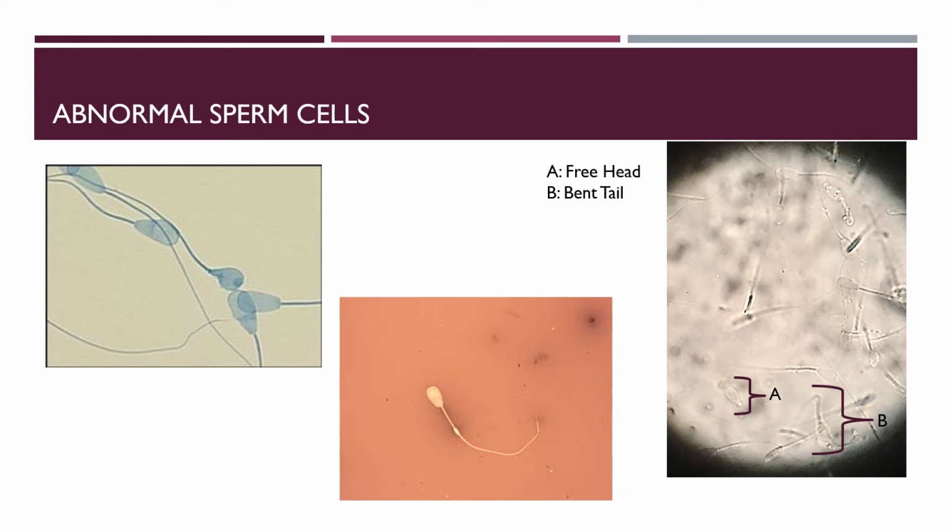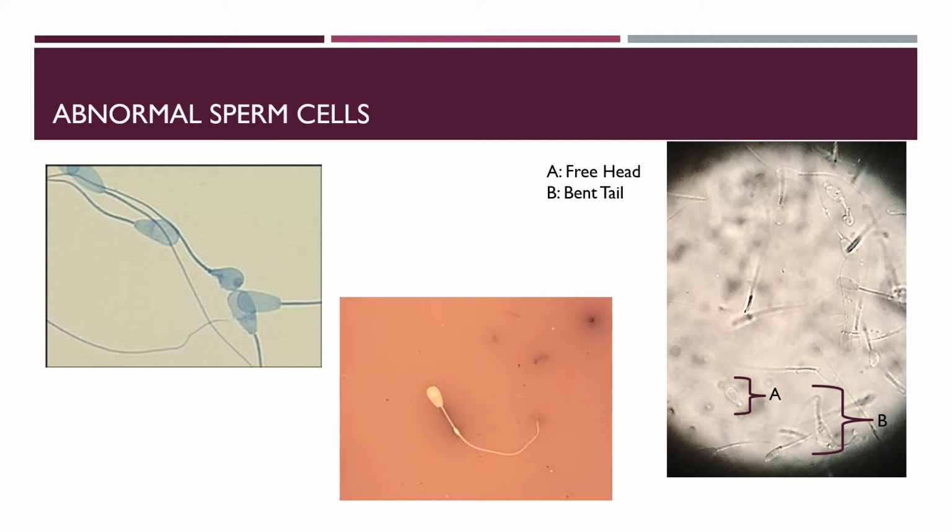These are just a couple examples of abnormalities in sperm cells. The first image is something that would just fall under the category of abnormal contour. The middle image is something called a proximal droplet abnormality, and this is just when the cytoplasmic droplet doesn't move from the proximal end of the tail to the distal end of the tail, where it should eventually fall off.